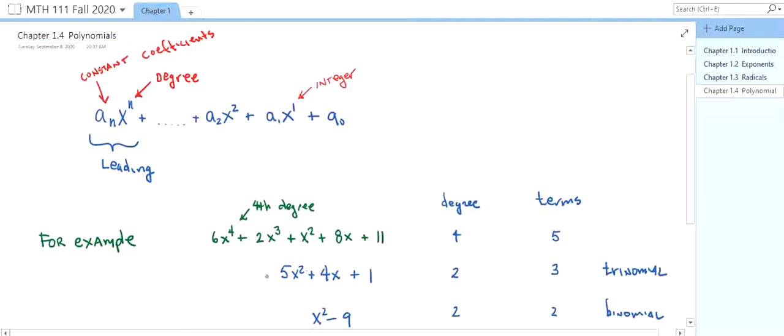Okay, here's another one. This is a second degree polynomial, 5x squared plus 4x plus 1. It has 3 terms. Sometimes we call that a trinomial. This one down here has just 2 terms, so it's still a polynomial even though it's missing the x term: x squared minus 9. Again, this is also second degree, same degree as the other, but this is only 2 terms. So often we call that a binomial.